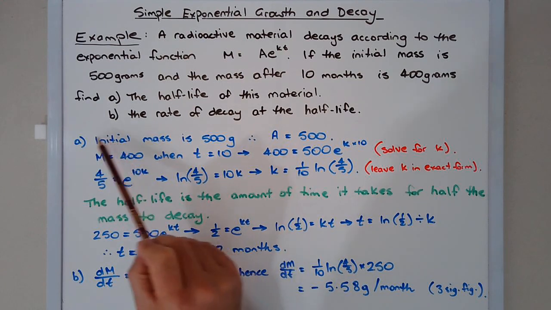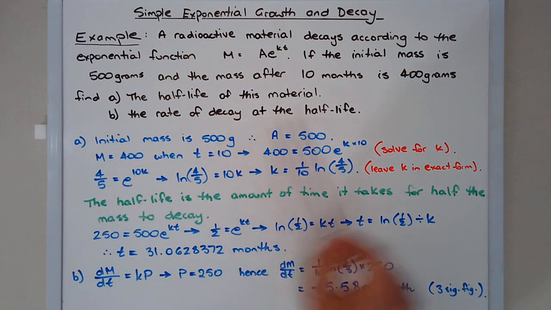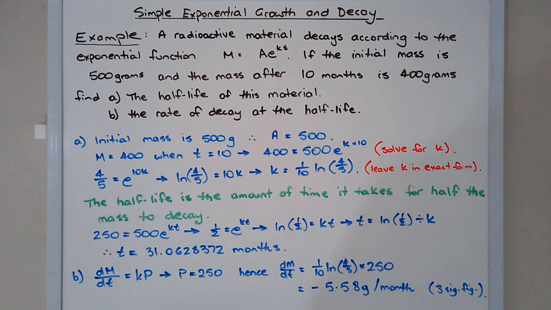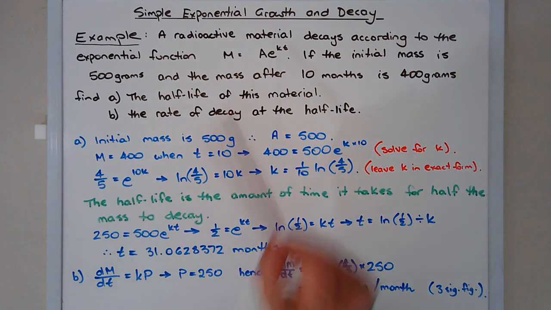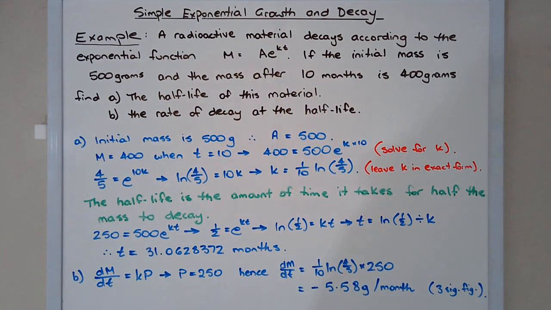So for part A, we know the initial mass is 500 grams. That comes from the question. So therefore, A equals 500. So that's fairly easy to solve. So that's the coefficient of the exponential function there.